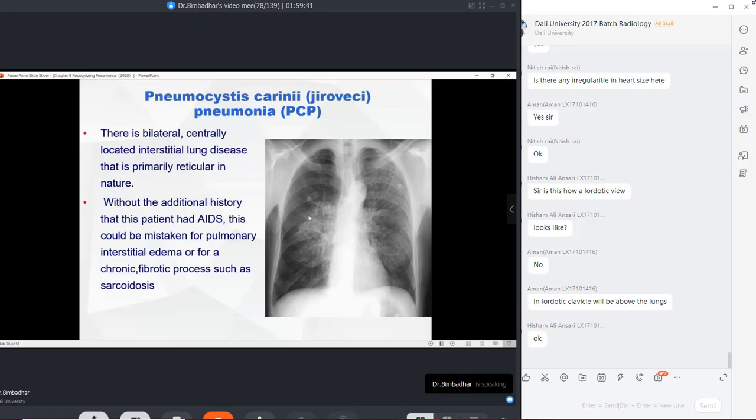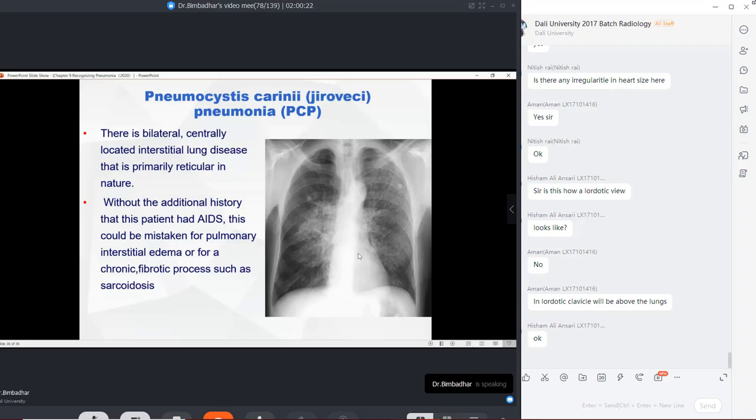So by this, unless I have a history that the patient has AIDS, I would generally mistake this for a chronic fibrotic disease such as sarcoidosis. But the difference is that you always have to look for lymphadenopathy. What is the diagnosis for sarcoidosis? There will be bilateral hilar lymphadenopathy with right paratracheal lymphadenopathy along with a reticulonodular pattern. That is stage 2 sarcoidosis, right?